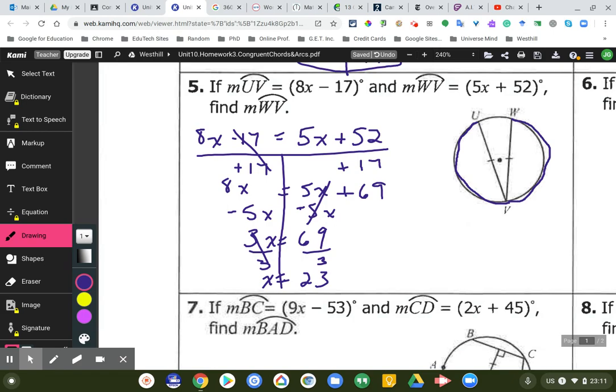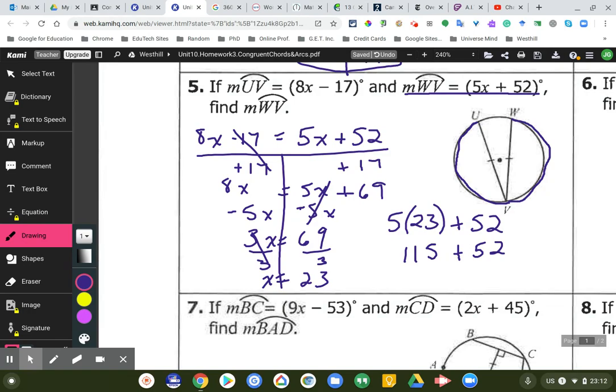Now, it doesn't ask us to find X, though. It asks us to find the measure of arc WV. And we then have to plug it back into this equation. So WV is right here. Our equation for WV is 5 times X, which we just found is 23, right? Plus 52. 5 times 23 is what? 115 plus 52. Okay, so we just add those, 115 plus 52.